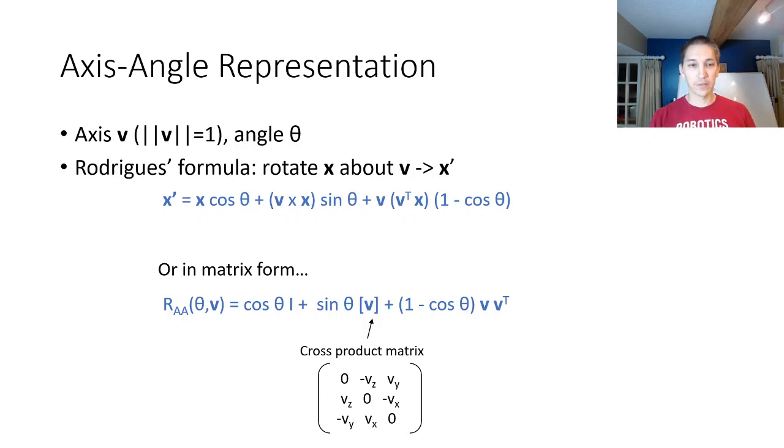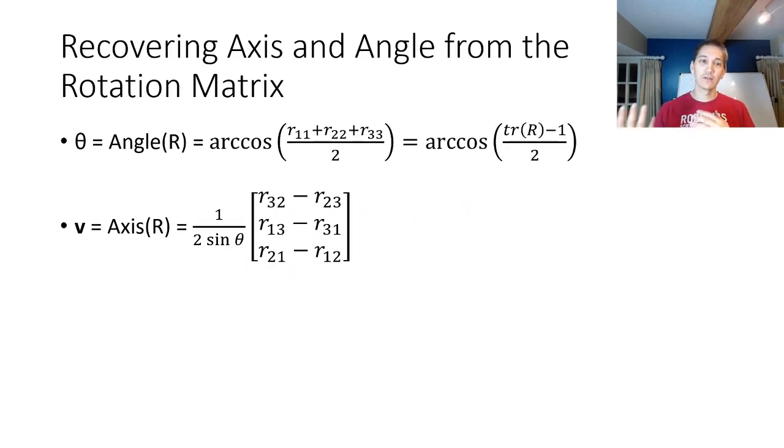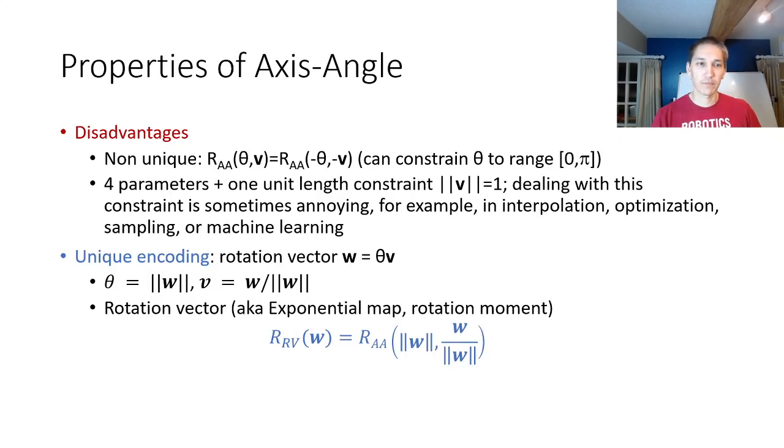And the other cool thing about this is that you can also recover the angle and the axis from a matrix using these formulas here. Essentially, this is just an inversion of the formula that you saw on the previous slide. So this is very cool. We're going to be using this in the future to deal with interpolation.